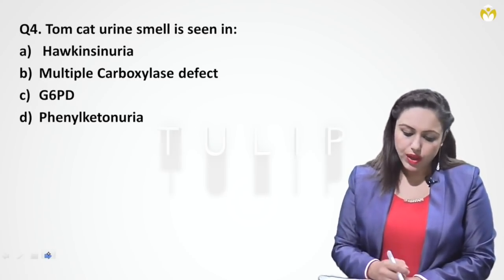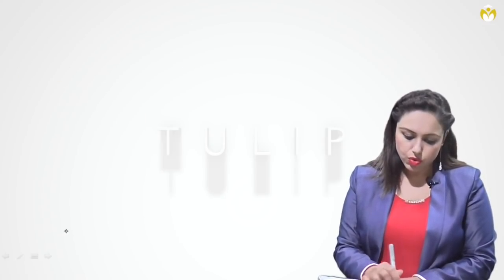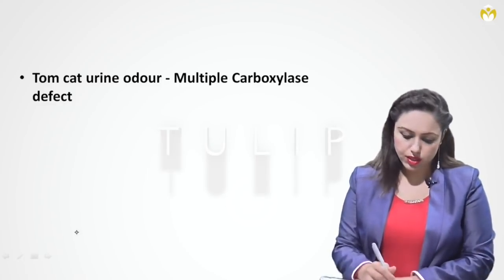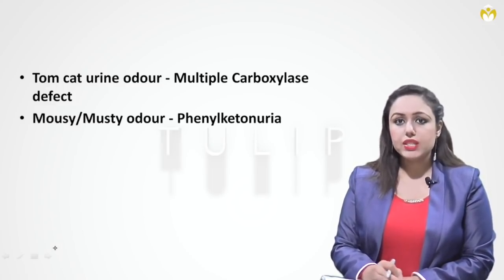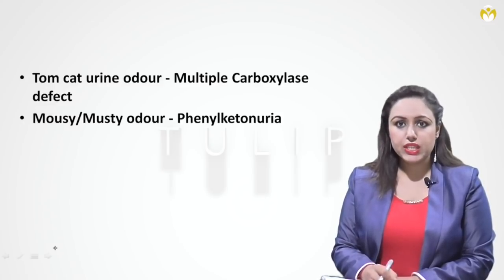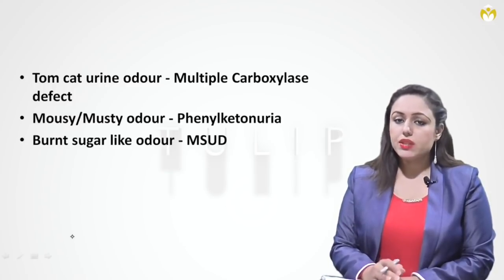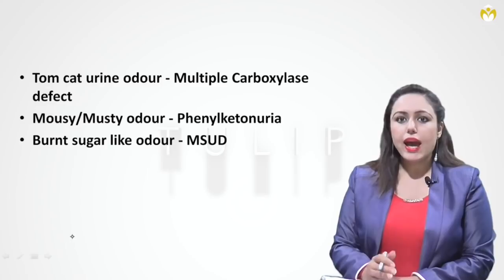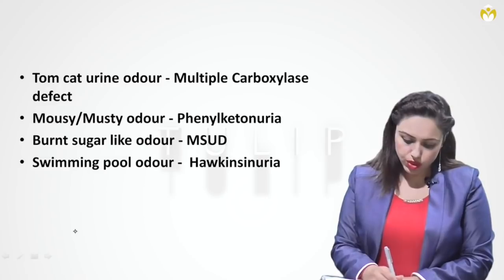Next question, tomcat urine smell is seen in. Answer is multiple carboxylase defect. So you can see a few common urine odors which are asked. Next, mousy or musty odor, that is seen in phenylketonuria, which is a defect in phenylalanine hydroxylase enzyme. Burnt sugar-like odor, that is maple syrup urine disease, which is a defect in the catabolism of branched chain amino acids, and the enzyme deficient is alpha keto acid dehydrogenase. Next is swimming pool-like odor in Hawkinsinuria.